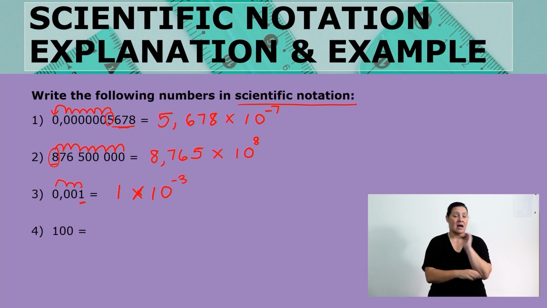And our last example is going to be 100. And then we are going to shift the 100. So we are going to say 1 multiplied by 10. And we are shifting that 1, how many spaces to the right? 1, 2. Those are 2 spaces to the right. So we are going to say a positive 2. So that is how we write our numbers in scientific notation, and that is it for today's lesson.